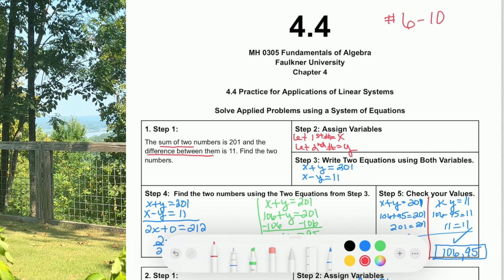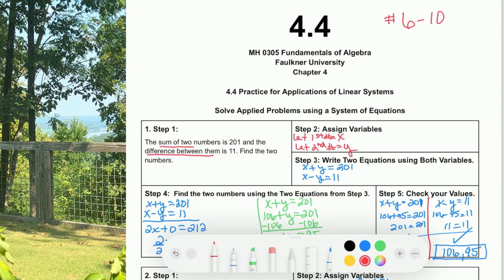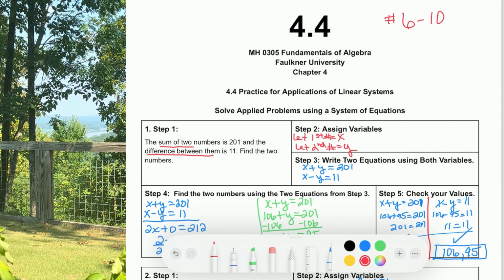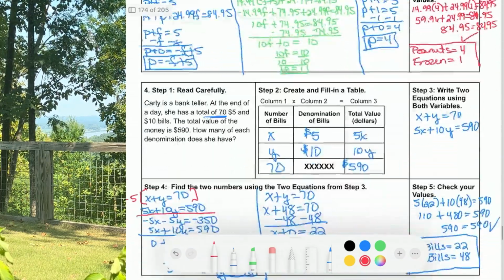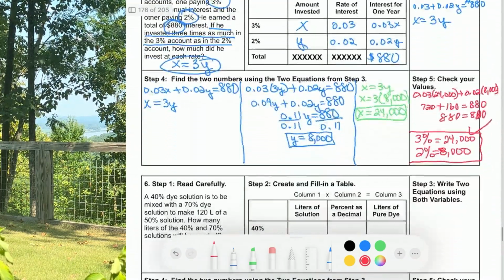Welcome back, students. We're going to be looking at section 4.4, practice problems for applications of linear systems. Now, we've already done problems number 1 through 5 in the previous video. In this video, we're going to finish out these practice problems by covering number 6 through 10. So let me go ahead and scroll up here until we get to number 6.